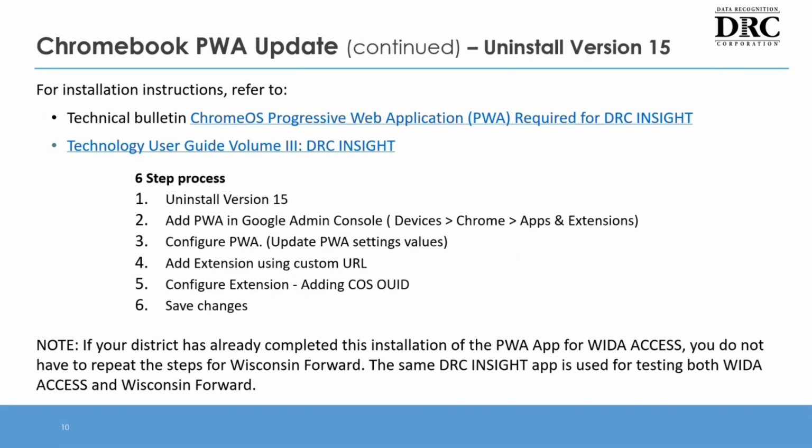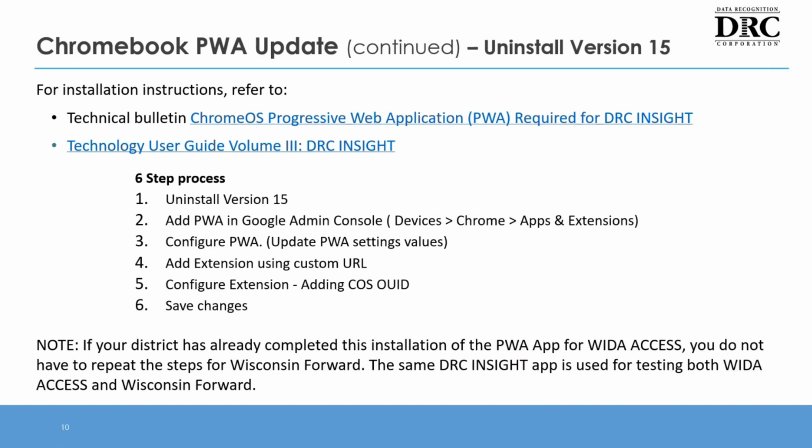The PWA Chromebook update can be completed in a quick 6-step process. So first you want to uninstall version 15, then add the PWA in the Google Admin Console through Devices, then Chrome, then Apps and Extensions. Then you will configure the PWA by updating the values. You can then add the extension by using the custom URL. You'll configure the extension by adding your custom COS org unit ID and then save the changes.